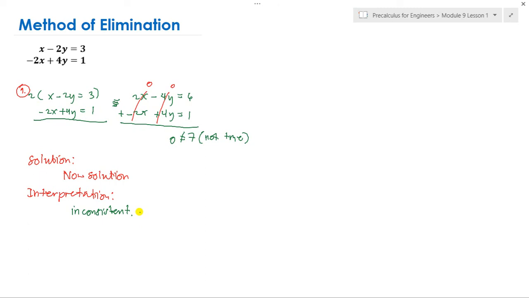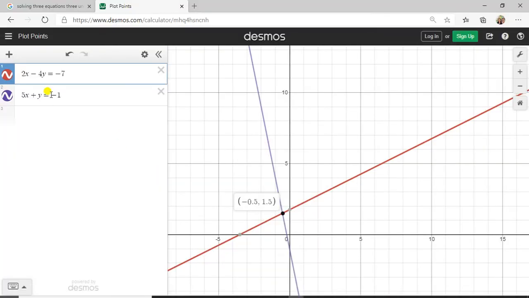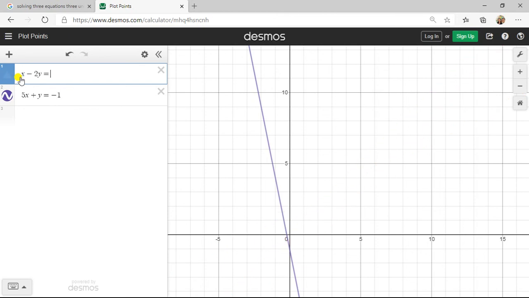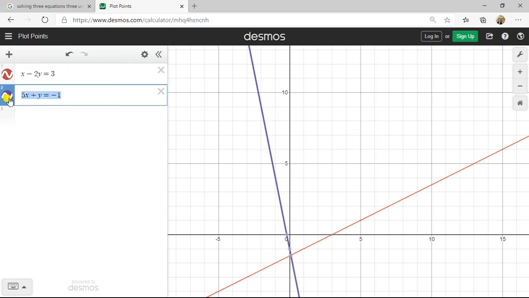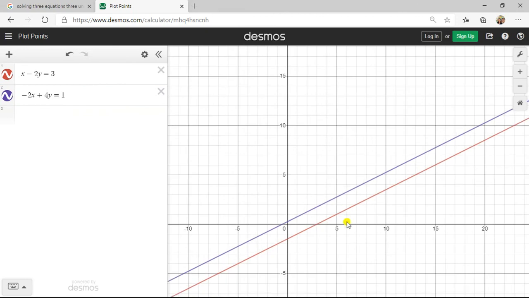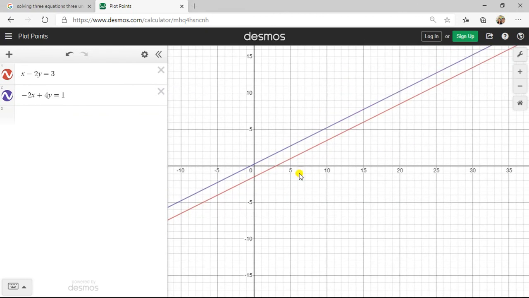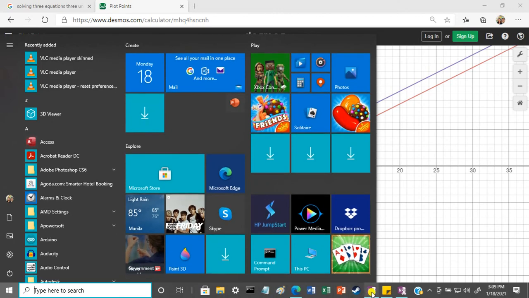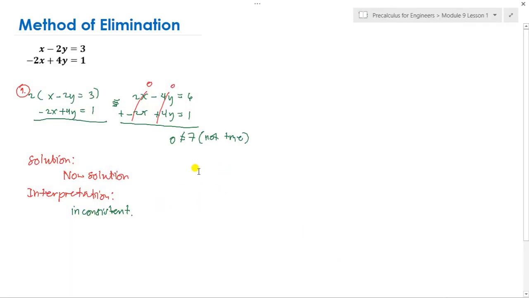Okay, so let's take a look. Here we input x minus 2y equals 3. Then the next one, negative 2x plus 4y equals 1. You notice they are parallel to each other, meaning they don't have any common points. So that is correct, the solution is null, meaning it doesn't have any solution, therefore inconsistent because of this statement, 0 is not equal to 7.